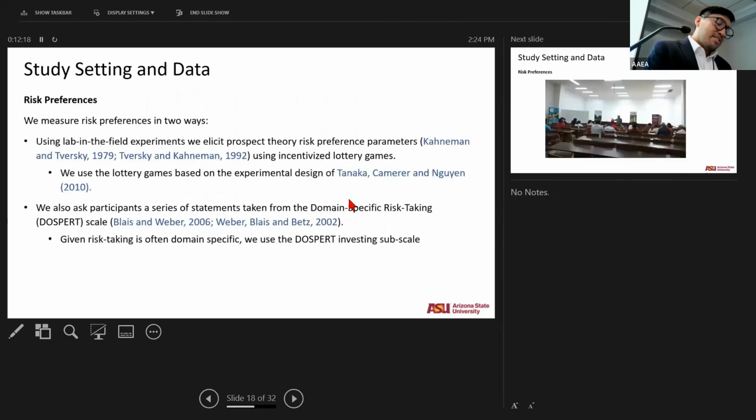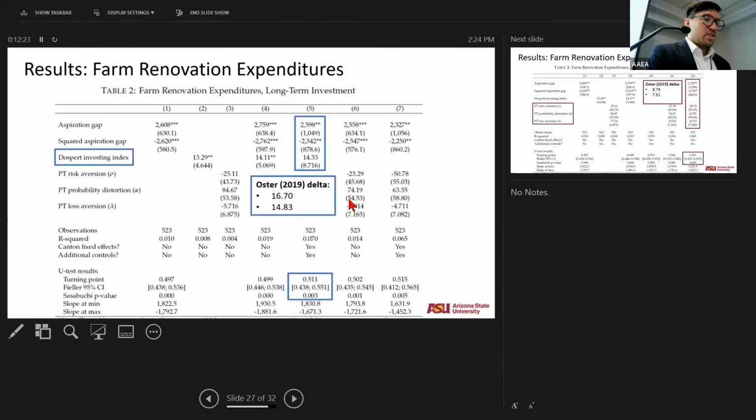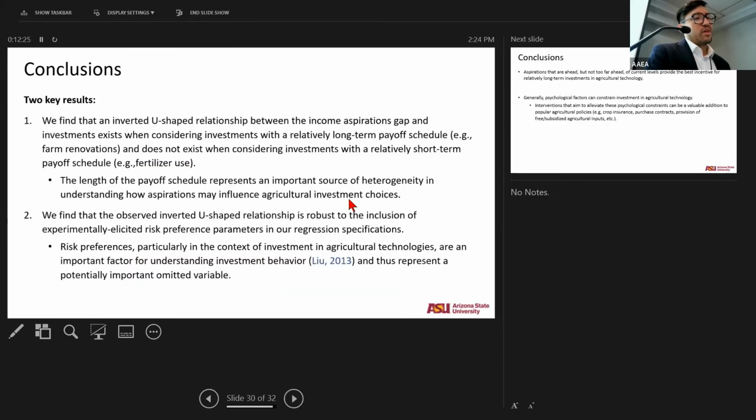It's interesting, and it actually aligns with the literature, which has been discussed in education and enterprise performance. We draw a couple of conclusions from here. We provide evidence that the length of the payoff schedule represents an important source of heterogeneity in understanding how aspirations influence agricultural investments. So probably for short-term investments, risk preferences play a stronger role than aspirations. But for long-term investments, it seems like aspirations help explain, at least in part, how or why farmers engage in some types of activities.